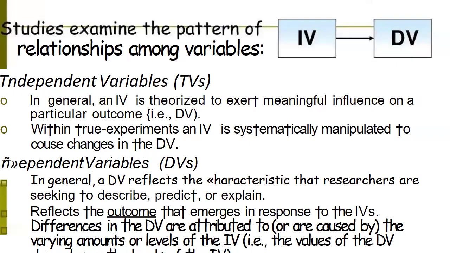Basic structure of studies: an example of the relationship among variables. On the slide you see IV, which means independent variable. And next is DV. DV stands for dependent variable. So IV is independent variable and DV is dependent variable.